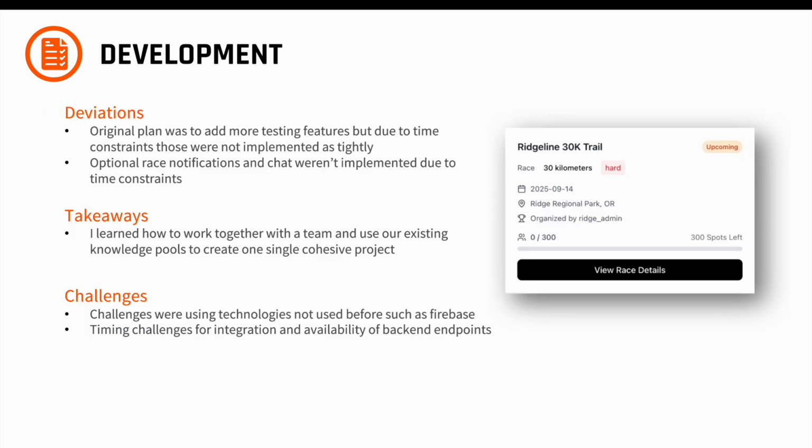Okay, so deviations from the original plan, there were two. We wanted to include more testing in the front end, but due to time constraints, we couldn't implement as much testing as we wanted. Secondly was race notifications in chat, which were optional, weren't implemented due to the same time constraints.